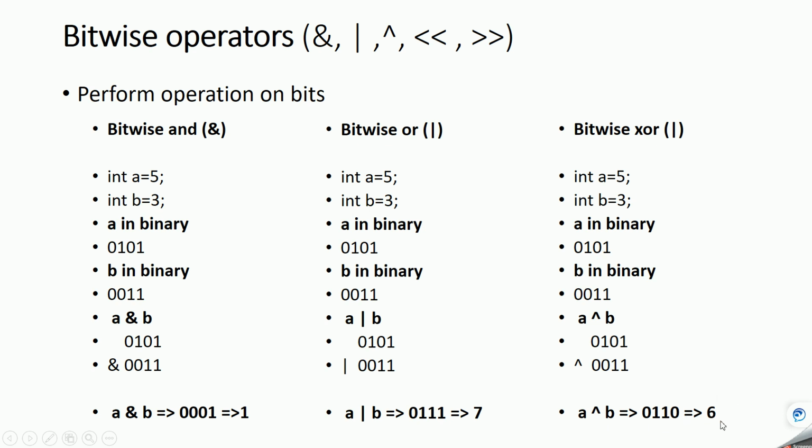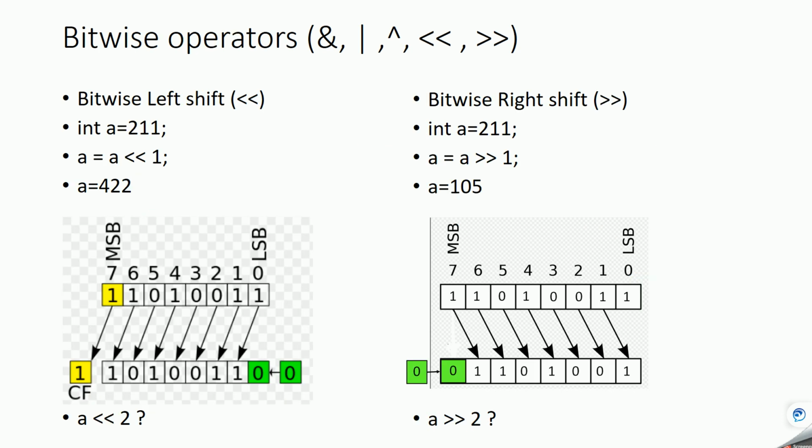So let's see the other bitwise operators, called left shift and right shift. This is how left shift works. Suppose we have a variable a equal to 211, and we want to perform a left shift by 1 bit. What does shift mean here? You shift the bits by 1 bit, 2 bits, or whatever the given value is, either left or right. So basically it is shifting the bits to either left or right.